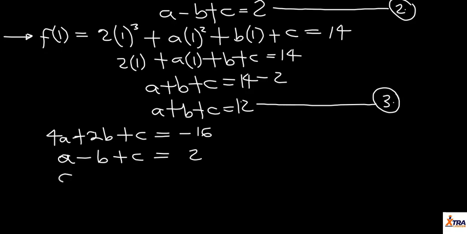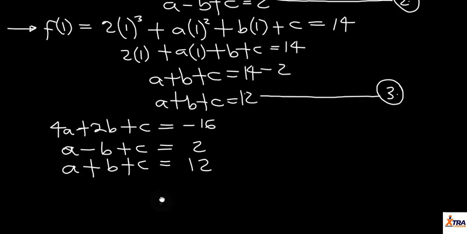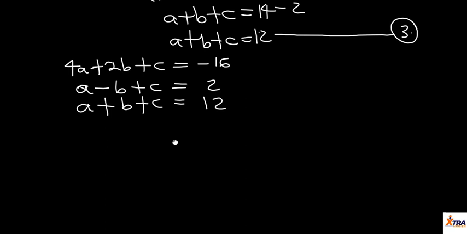And the third one says a plus b plus c equals 12. Now I can use a series of methods to actually solve this question, because this is obviously a simultaneous equation with 3 variables. Because it's 3 variables, we have 3 equations to solve them, thereby giving us 3 different answers, that is for a, b, and c.